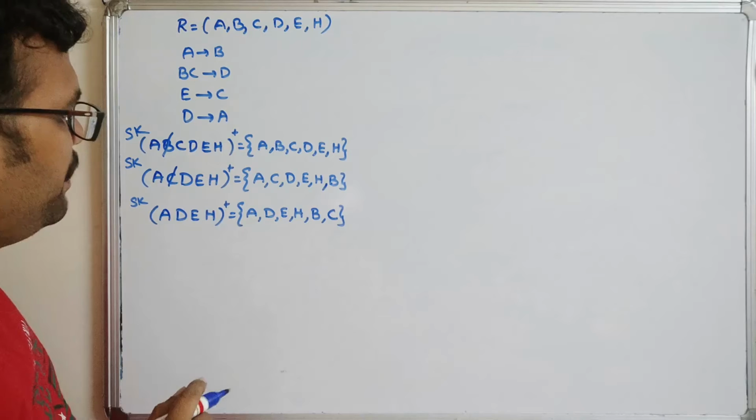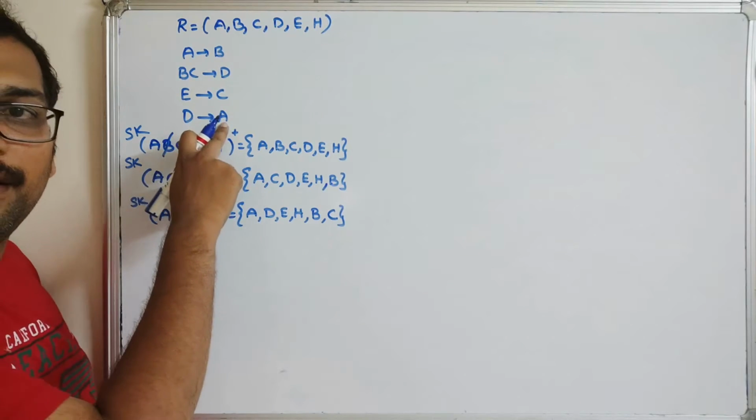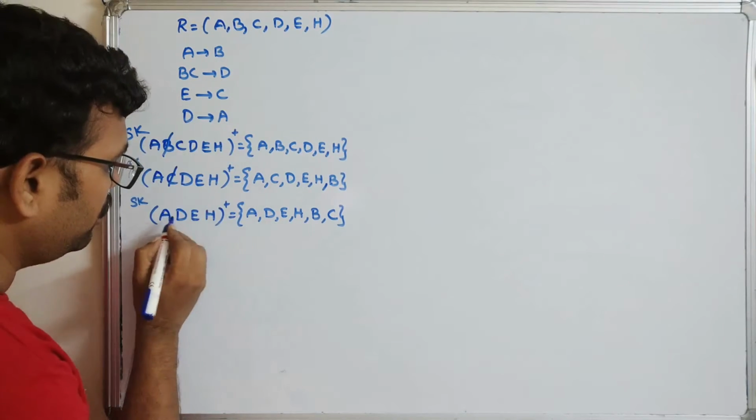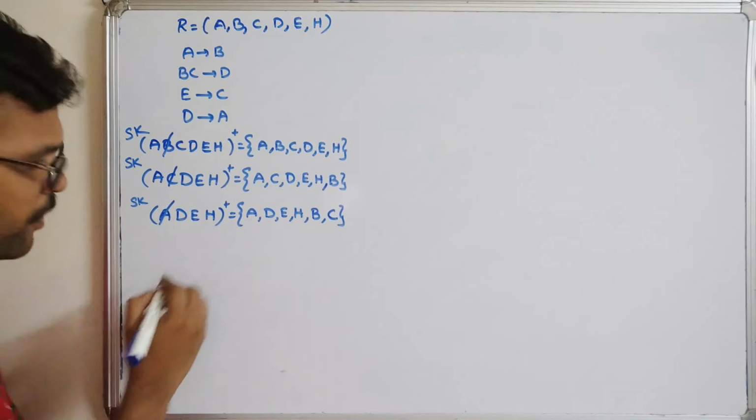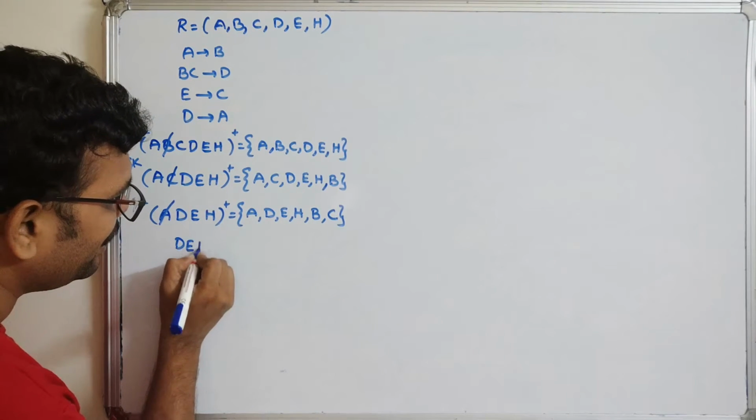And for the next functional dependency, if you know D, we can get A. If you know D, we can get A. So you can simply remove D, A. Okay. So D, E, and H.